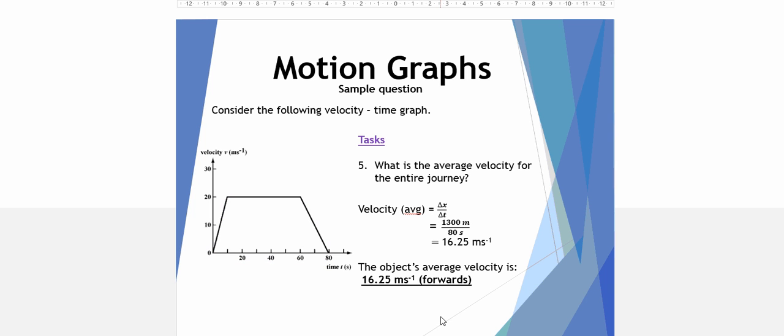Finally, what's the average velocity for the entire journey? Well, this is simply, by definition, average velocity is change in displacement over time. The total displacement was 1,300 meters from the previous question, and the time in total was 80 seconds. So 1,300 divided by 80 comes out to 16.25 meters per second. So the object's average velocity is 16.25 meters per second. It's positive, so we say it's in a forward direction.